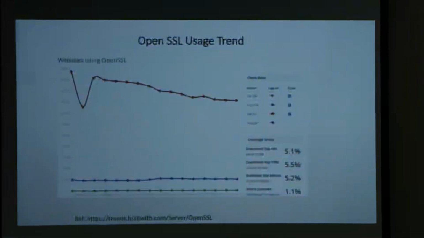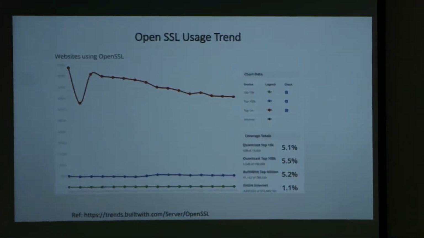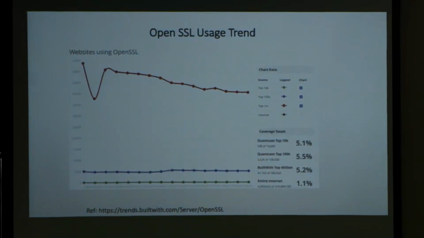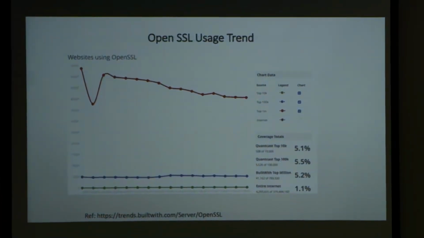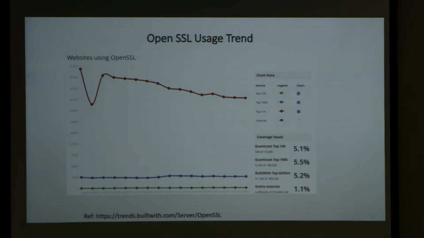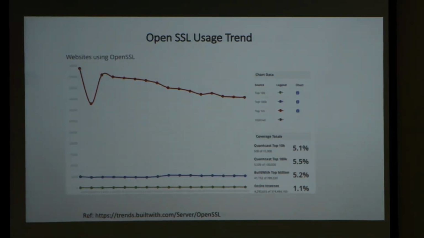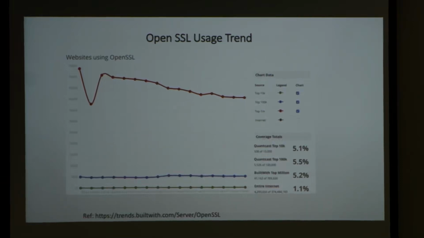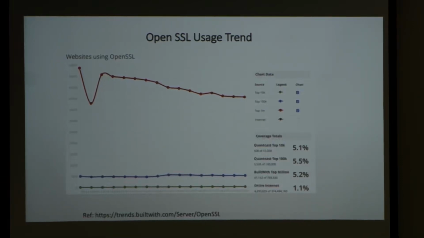So I went to the internet. There is this cool website, trends.builtwith.com, and I put in OpenSSL and pulled data for the top 1 million sites. In the top 1 million sites, you can see almost 55,000 sites are using OpenSSL. So OpenSSL is that widely used a security library. It's a security library, so what is the assumption here? It has to be secure.